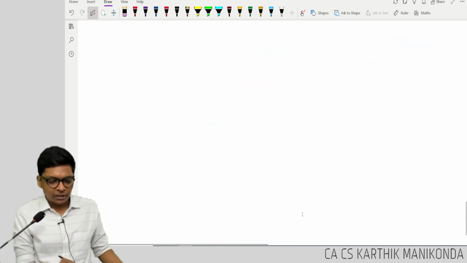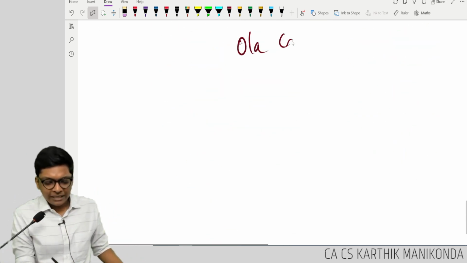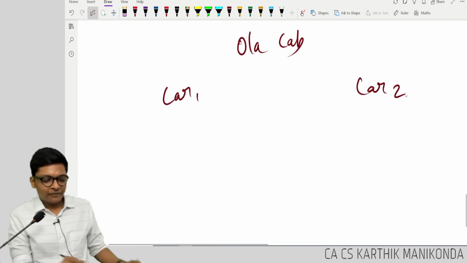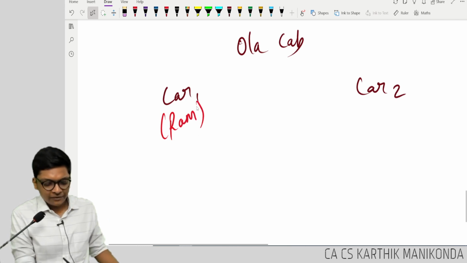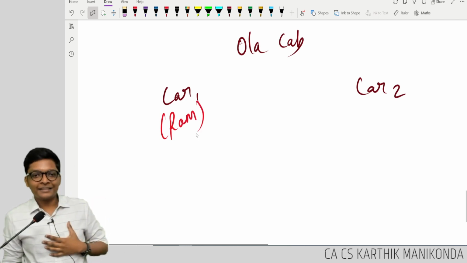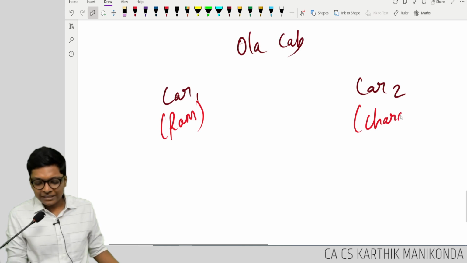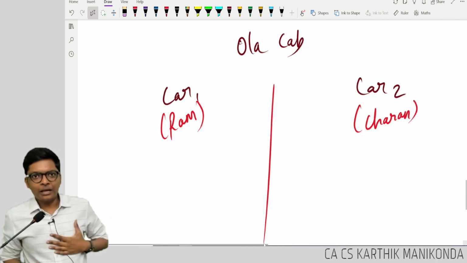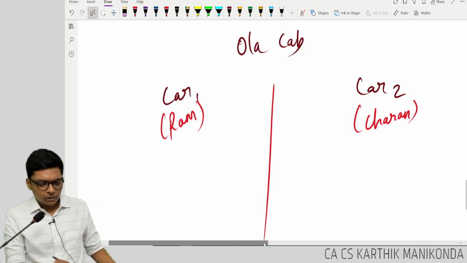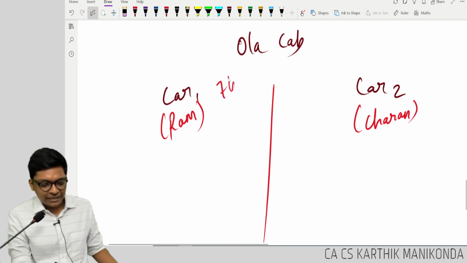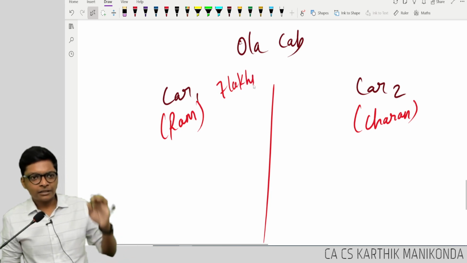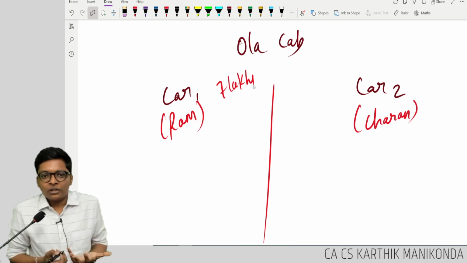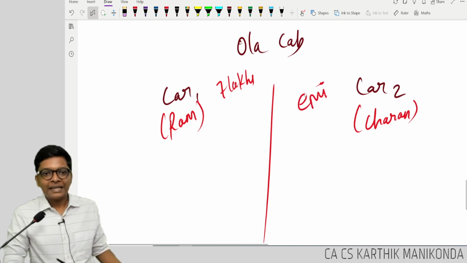I have 2 assets, okay? Ola cab, car 1, car 2. Car 1, Ram is driving. Example, okay? Car 1, he is driving. Car 2, Charan is driving, okay? I gave a car to both of them. Ram took this car. He purchased the car. Car is 7 lakhs. He told, sir, take the full 7 lakhs. He gave 7 lakhs and purchased the car. Charan told, I don't have 7 lakhs. I will buy the car on EMI basis.